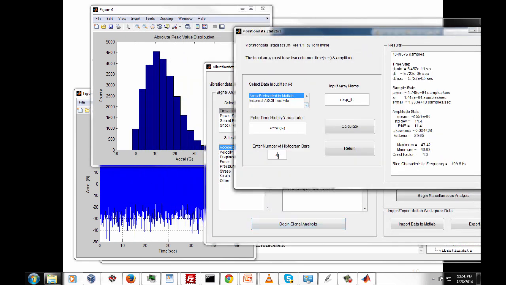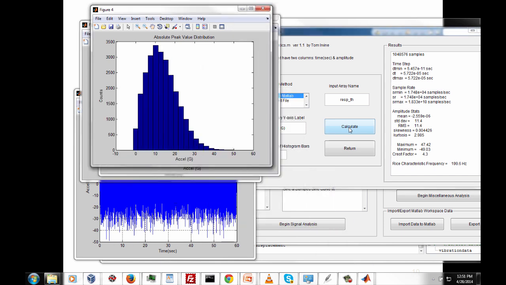And if we want, we can play around. We can maybe have a finer number of bars. So I'm going to change from 31 to 41. Get a better idea what it looks like. Smooth it out a little bit. So this is the Rayleigh distribution of the local peaks. And this sort of distribution could be important, for example, if we were doing a fatigue analysis. Let's see what else we have here.